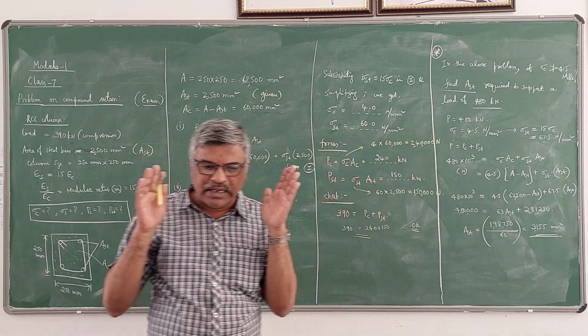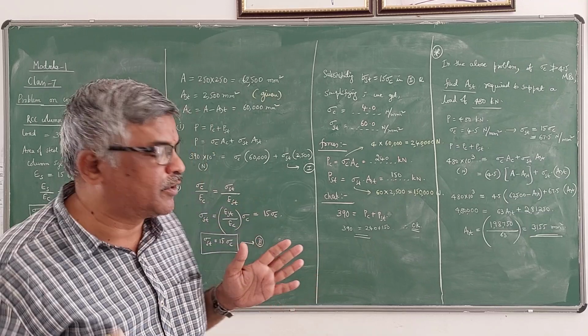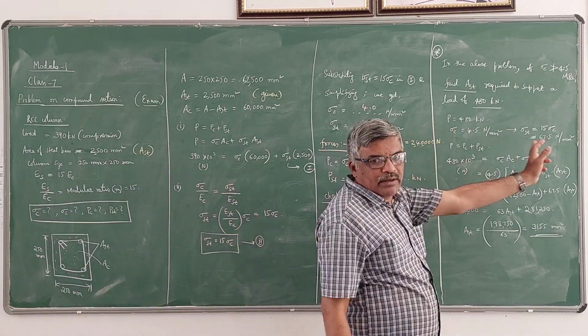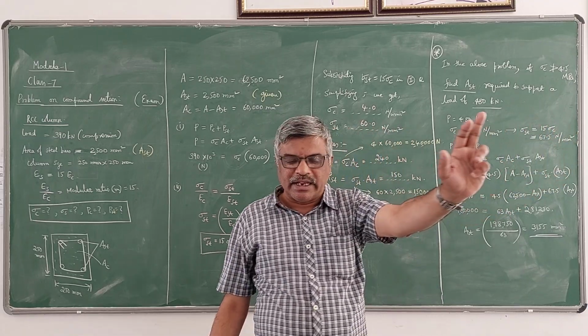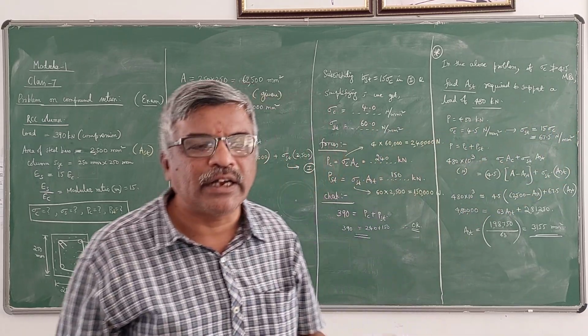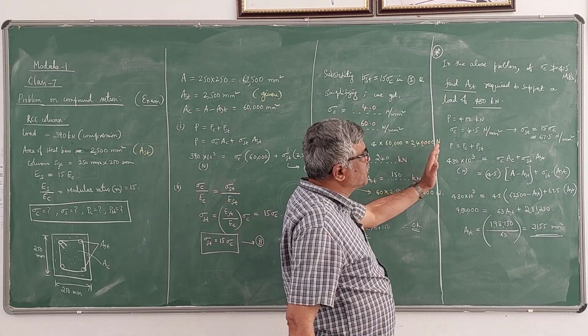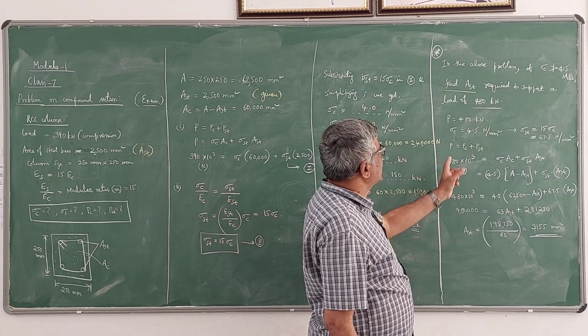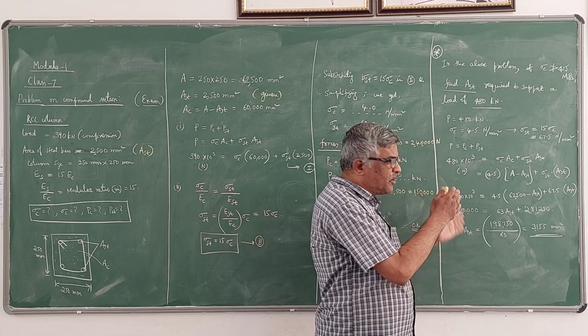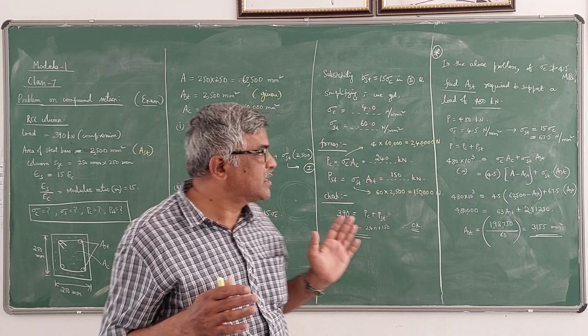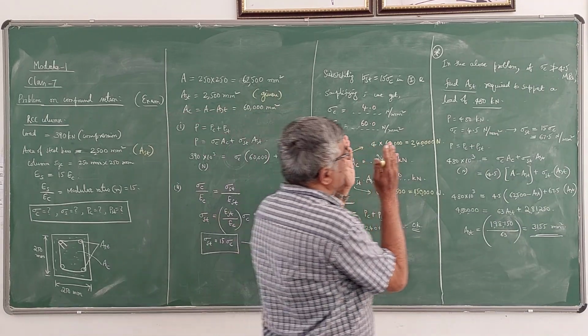We are keeping the size of the column the same, 250 mm by 250 mm. Load I am increasing, stress in concrete I am increasing. So I have to calculate the corresponding steel required, AST required, to sustain this load. So what we have to use here is only one equation, the equilibrium equation, because he has given only the load value.